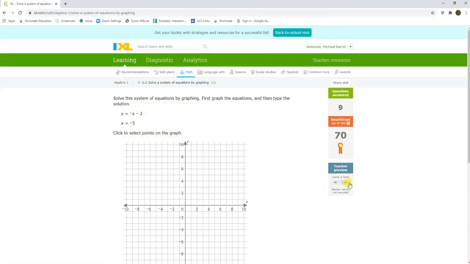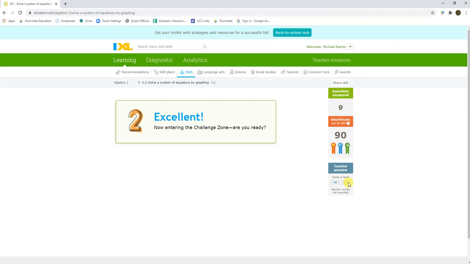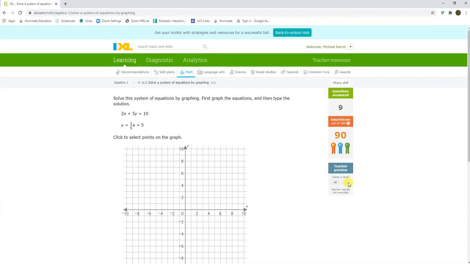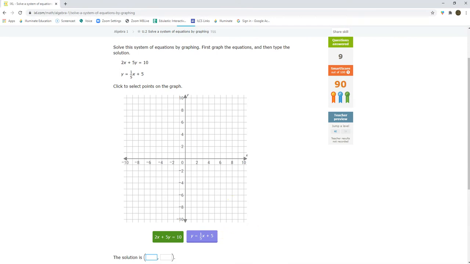All right, let's jump a level, see how they change. They don't. This is still a standard form that's totally normal and a slope-intercept form that's totally normal. I'll do this one and I'm going to call it good. So if I have 2x equals 10, x equals 5, 5y equals 10, y equals 2.